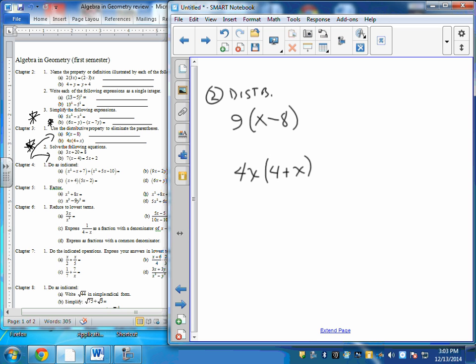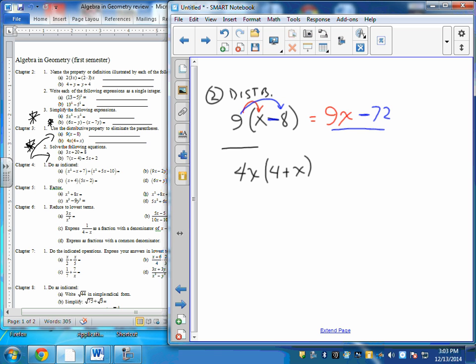And if you remember the distributive property, you have to multiply these, so that gives you 9 times x. And then you had to multiply these. Don't forget the minus sign there. So 9 times a negative 8 is a negative 72. And that's the way you would do that one.